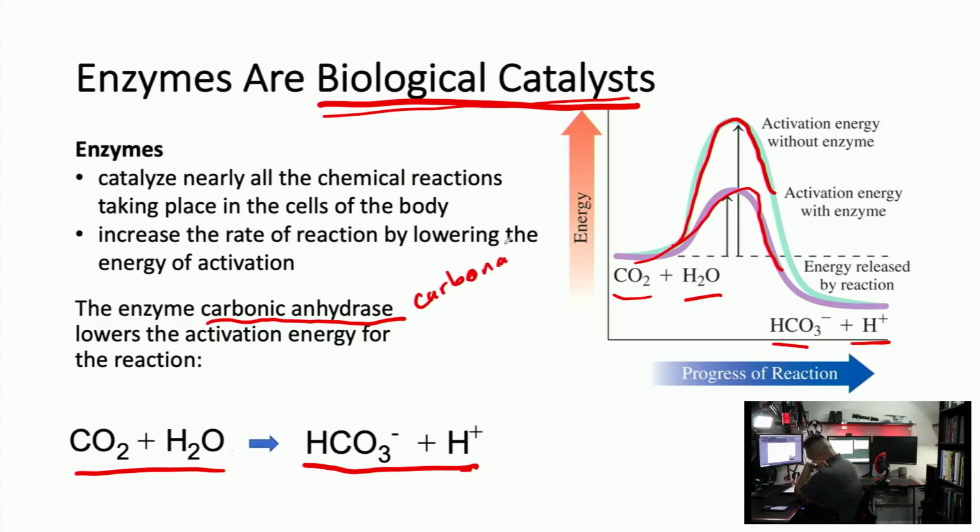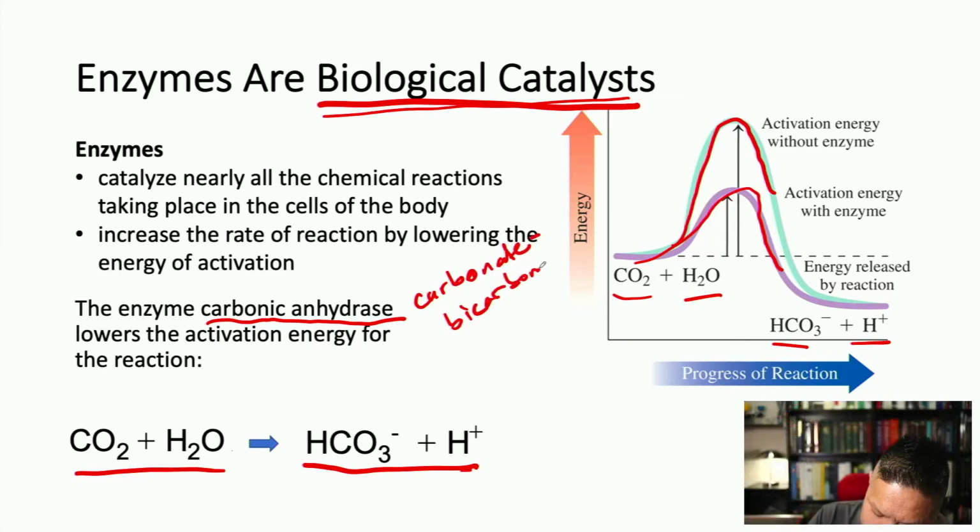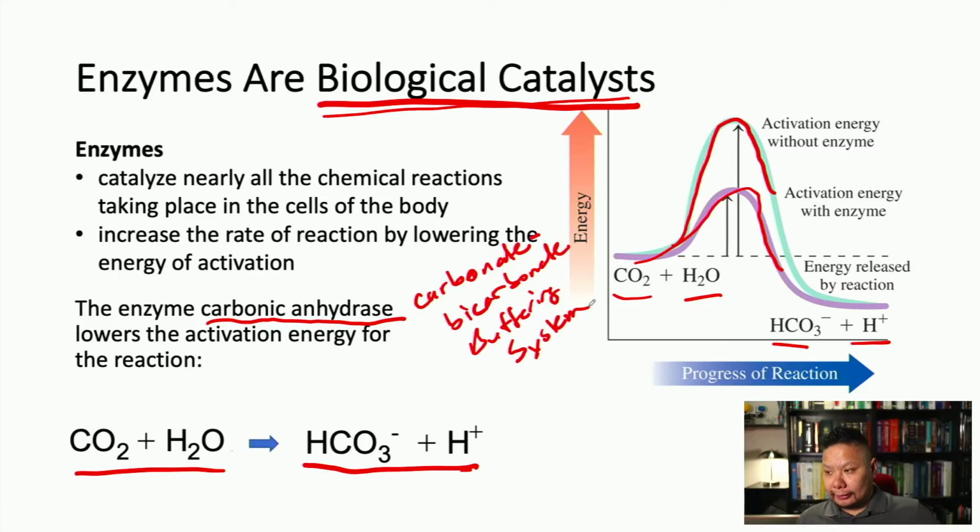Carbonate bicarbonate buffering system in your blood, right? It's what maintains the correct pH and homeostasis in the blood in your body. Without the enzyme carbonic anhydrase, let's just say you wouldn't be surviving any kind of crazy pH shifts in your blood. So that's what carbonic anhydrase does.